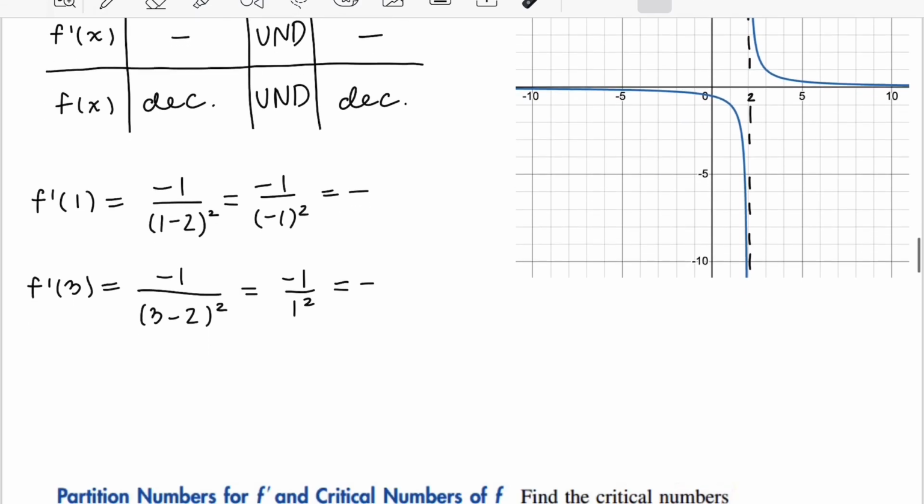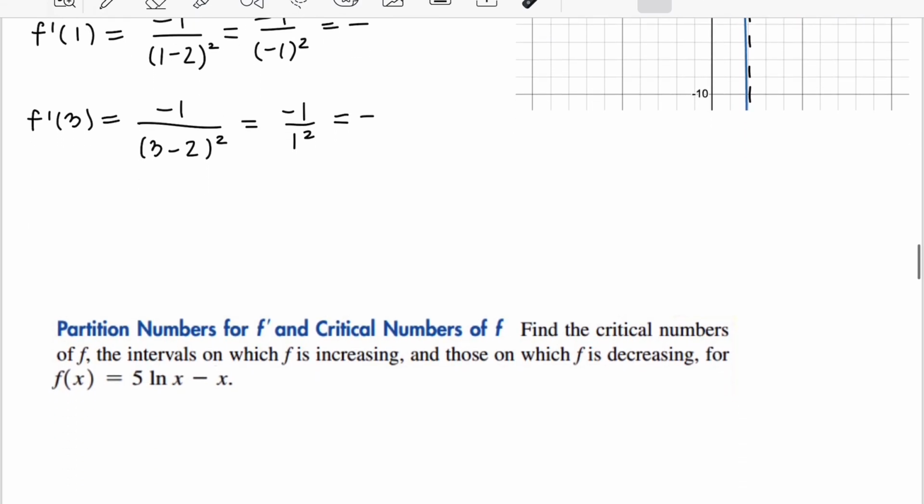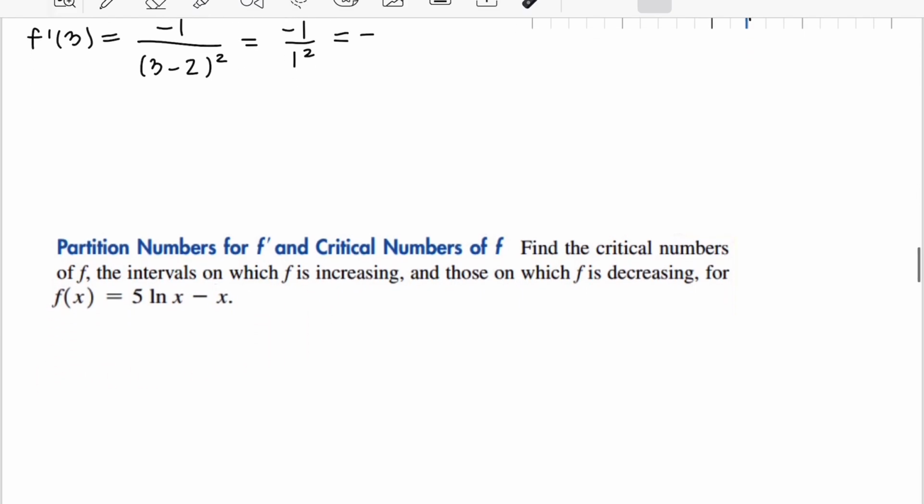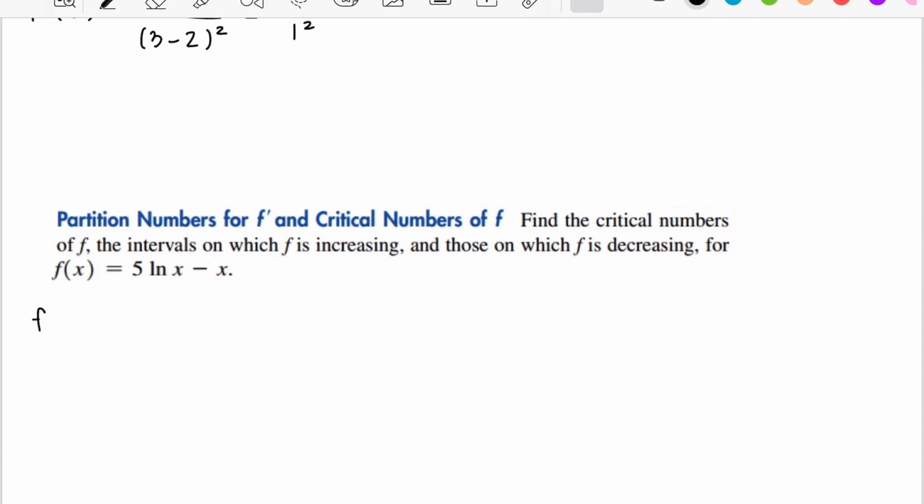So for the next example, we again want to find the critical numbers, if there are any, of our function f and the intervals on which our function is increasing and decreasing. So we're given this function here. So again, we'll find our critical numbers. We'll first find the derivative of our function.